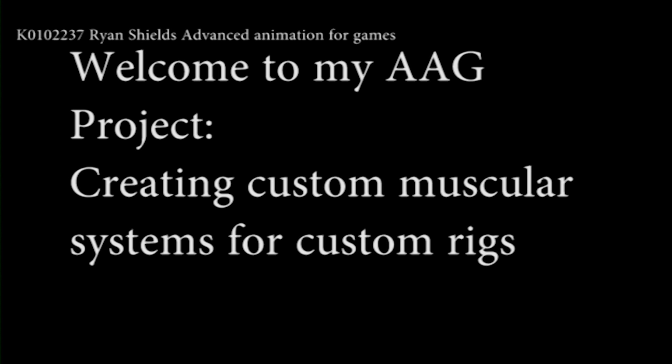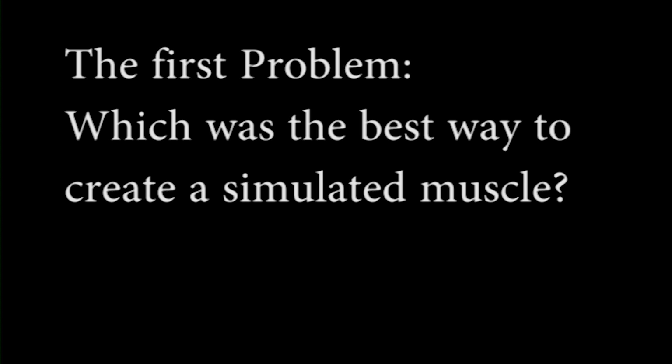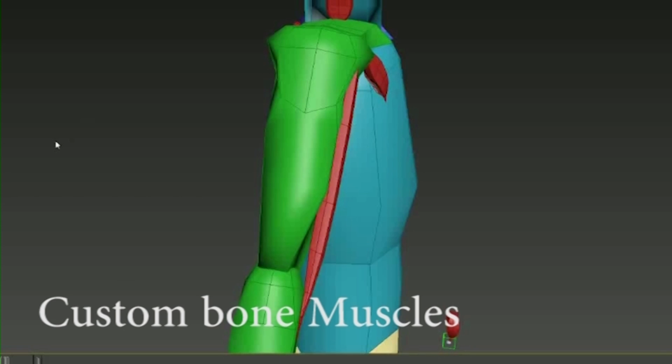Hello and welcome to my AG project, creating custom muscular systems for custom rigs. The first problem was, which was the best way to create a simulated muscle?